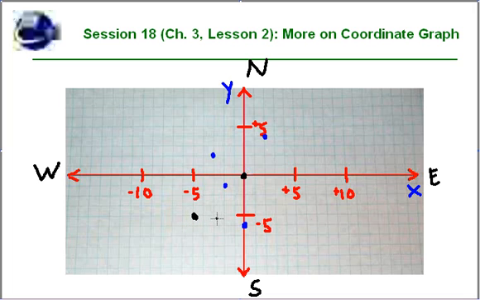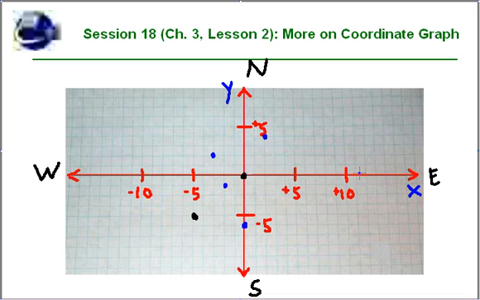So sometimes it's helpful to think of a compass, north, south, east, and west, with north representing the positive on the y-axis, east representing the positive on the x-axis, west representing the negative on the x-axis, and south representing the negative on the y-axis.